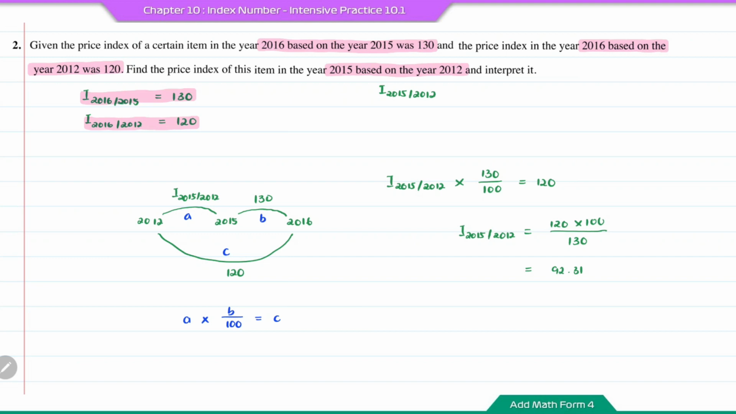It means there is a decrease when compared to the base year. To find the decrease in percentage, we're going to use 100 minus 92.31. The answer of this will be 7.69%. Therefore, the interpretation of the index number that we found here, which is 92.31, is that the price of a certain item decreased by 7.69% in the year 2015 compared to the year 2012.